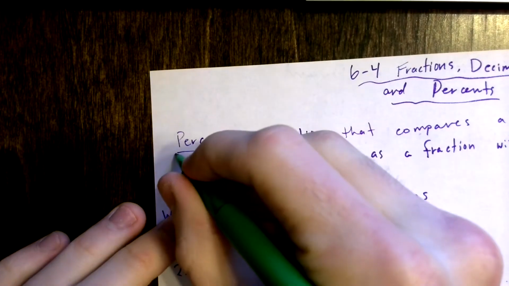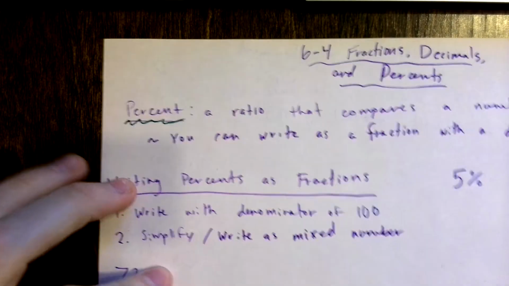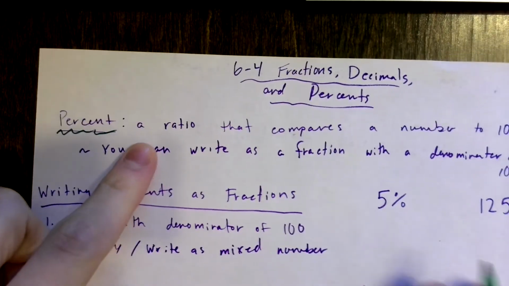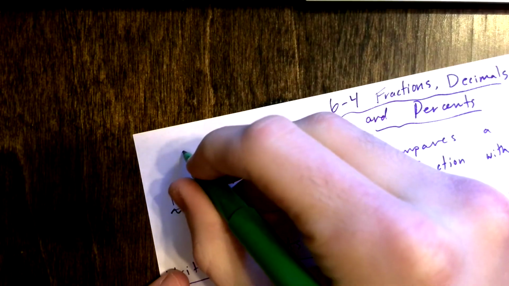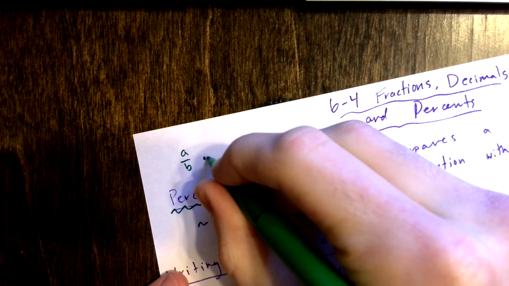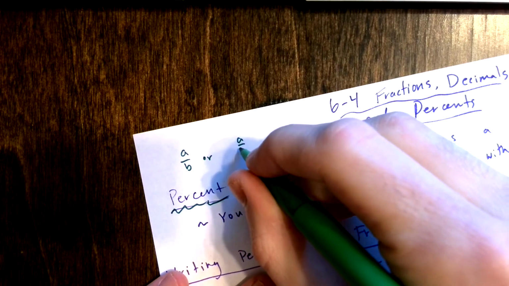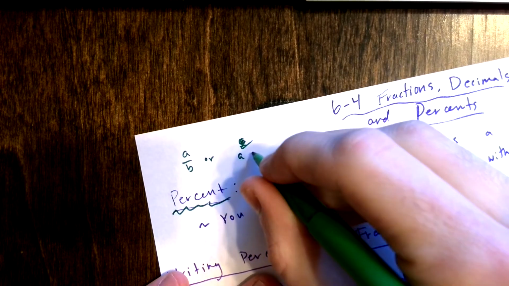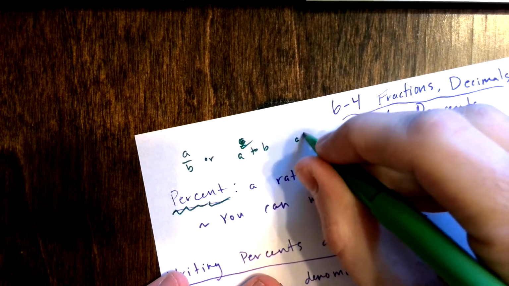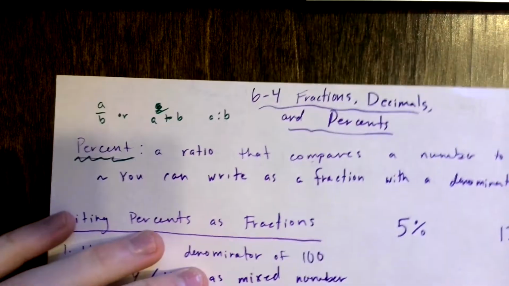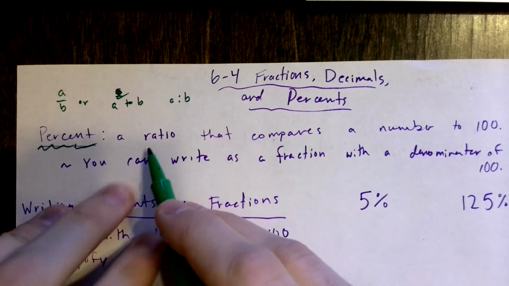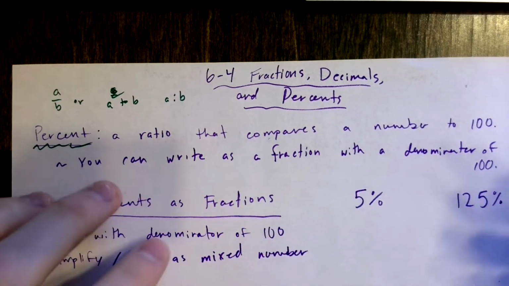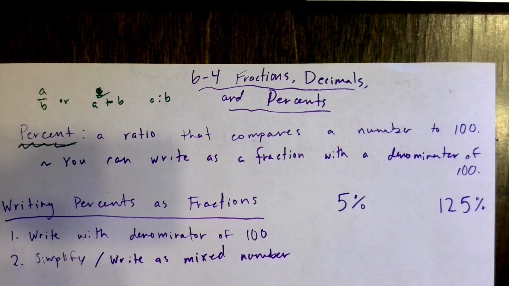The first thing I have for you is vocab. We got our definition of percent, and that is a ratio that compares a number to 100. Okay, so we know our ratios are going to look something like A over B, or A to B, or A colon B. Those are all the different ways that our ratios can work. So basically, we're going to have a ratio that compares a number to 100. So 100 is always going to be part of it.